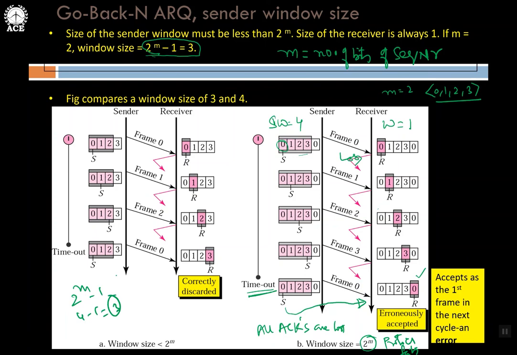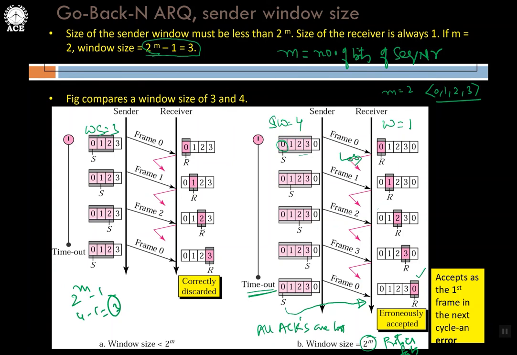That's why we take a sender window size of 2 power m minus 1, that is 4 minus 1, equal to 3. Look at this: 0, 1, 2, 3, but the window size is only 3: 0, 1, 2. In the same scenario, now it won't fail. First it's 0; 0 is lost, advance the window to 1. It sends frame 1, accepted and acknowledgement lost. Sends frame 2, accepted, acknowledgement lost.